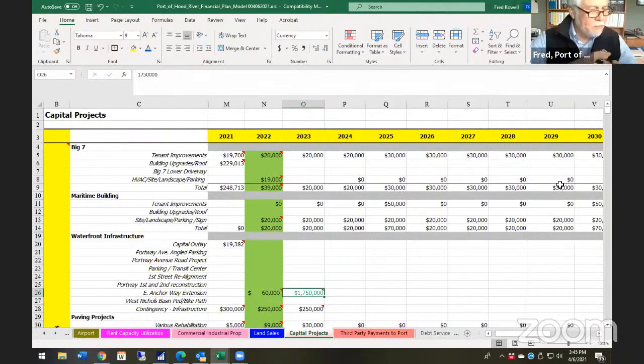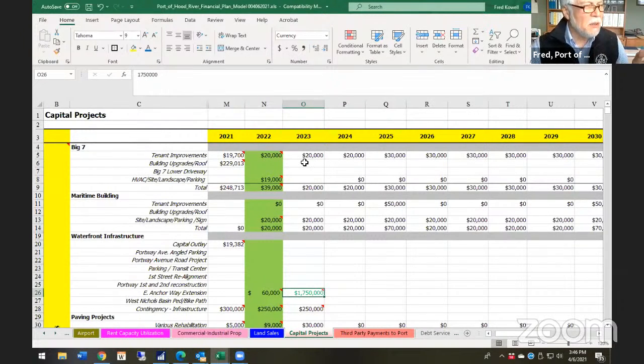Fred, basically we spend a lot of time on capital because it is the primary driver within the forecast. And you'll see this again for the budget at the budget committee as well. We do make some changes, but basically what you see is for each of these assets, we have our industrial properties, Big 7, maritime building, and then we get into waterfront.